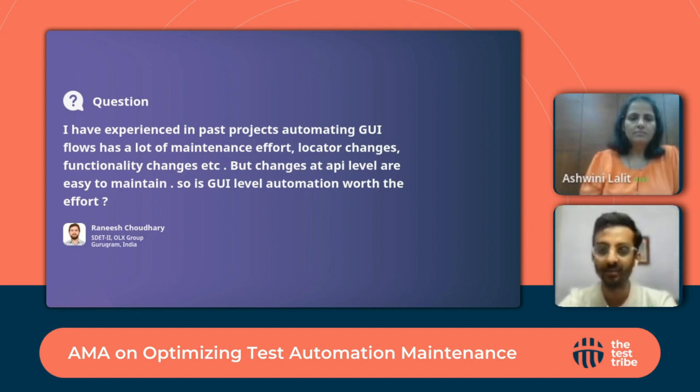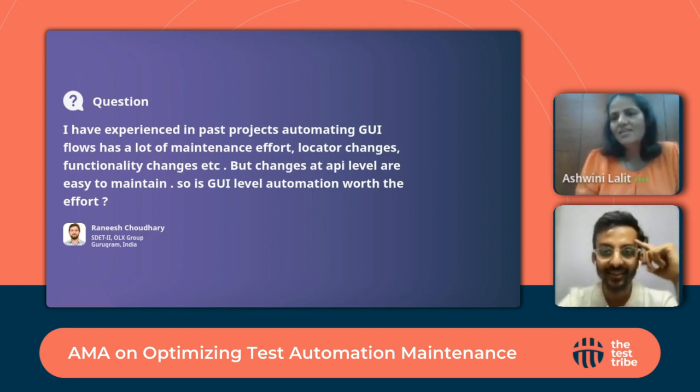Locator changes, functionality changes, like element position change, text change. But changes at the API level are easy to maintain. So is GUI level automation worth the effort? Ranish, it's a great question. What is the importance of GUI level automation, and is it really important to do GUI level automation? Correct. Is it worth the effort? At times it's important, yes, but it's a question from an effort standpoint. That's the moot question he's trying to address.